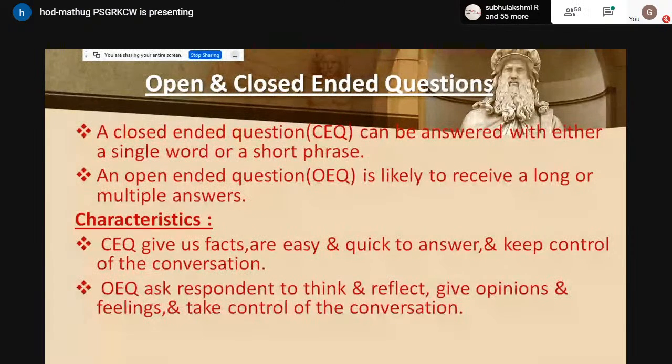Whereas open-ended questions ask the respondent to think and reflect. They expect the student to give opinions and feelings, and they hand over control of the conversation. To bring out what the student is thinking, you have to ask more questions. And in open-ended questions, there is no fixed method, no fixed answers or many possible answers, and they can be solved in different ways and on different levels.